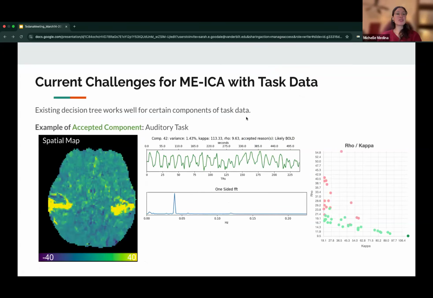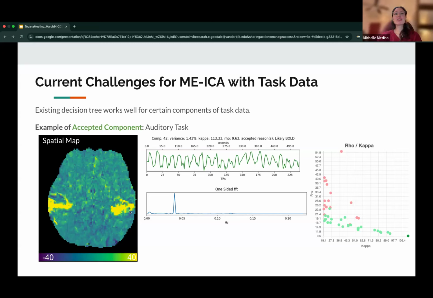So starting off, I wanted to show that the existing decision tree works well for certain components of task data. I'm presenting data that was taken using a passive auditory task. And this is an example of a component that was accepted by the original decision tree in tedana. And it's really not surprising why.